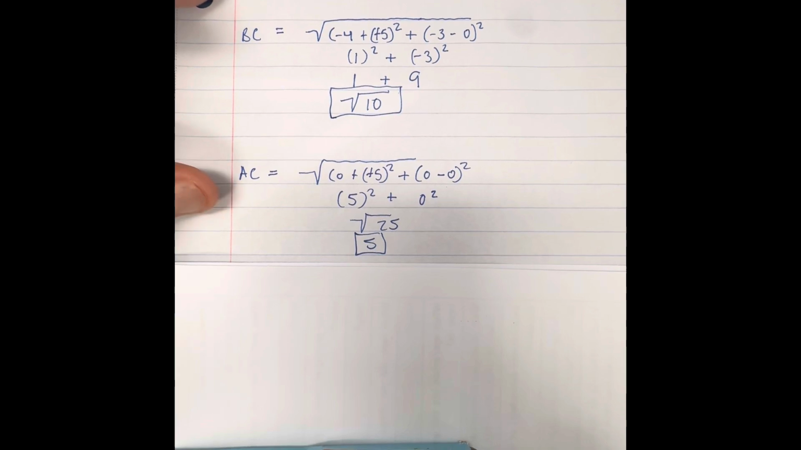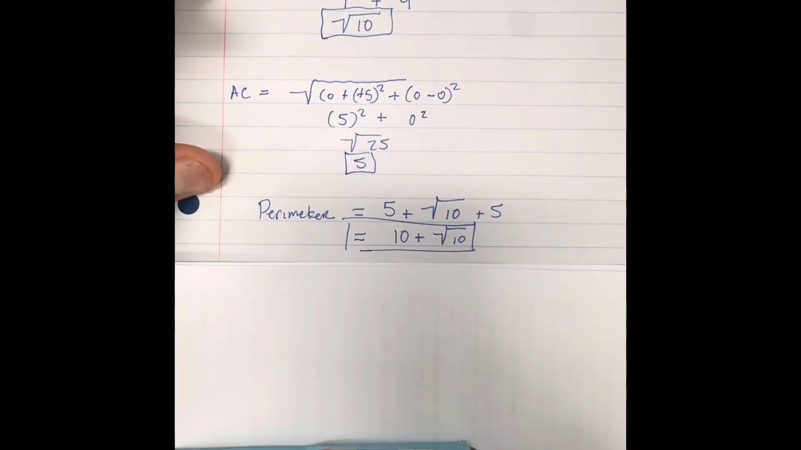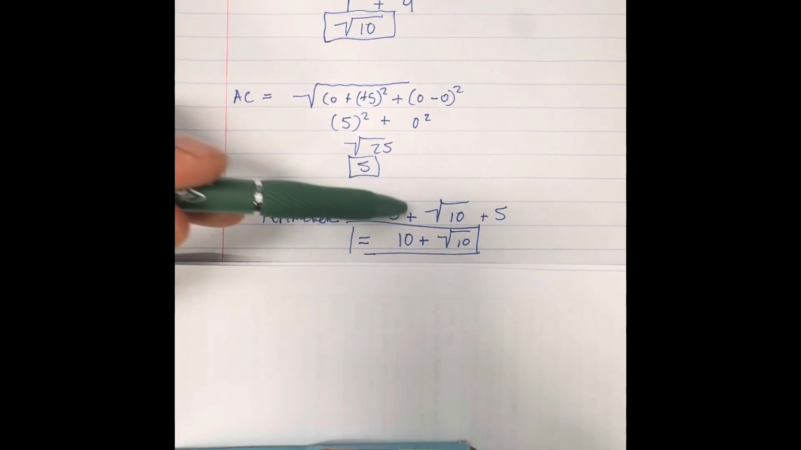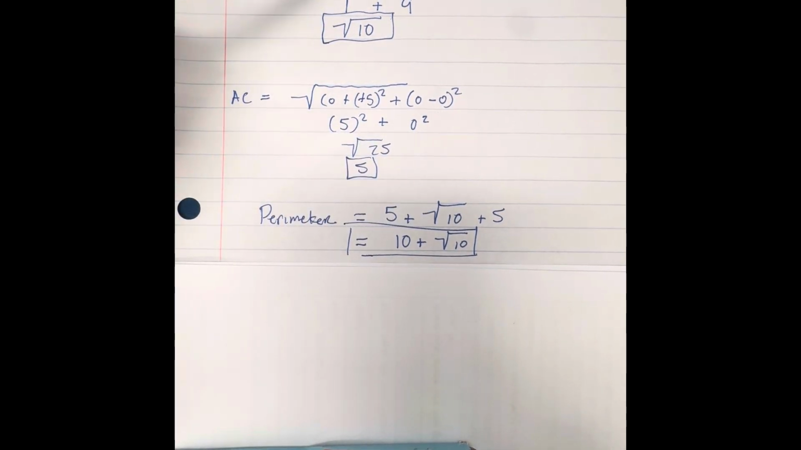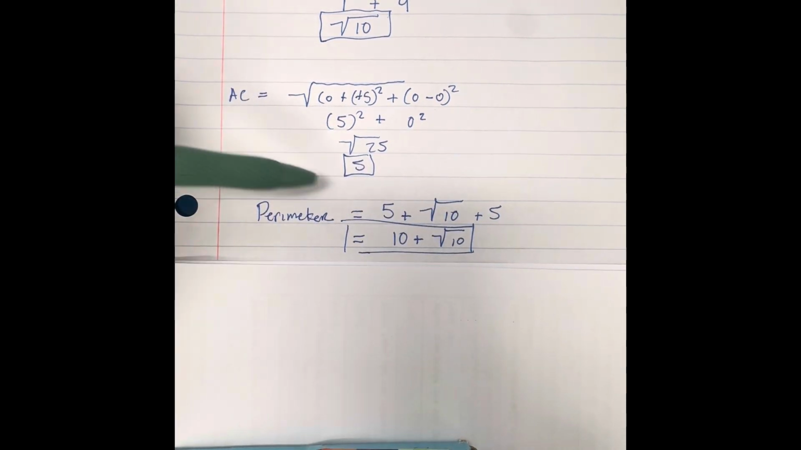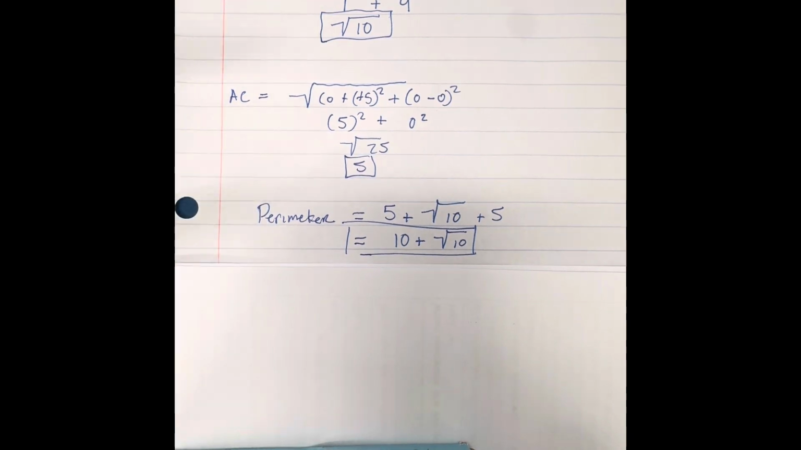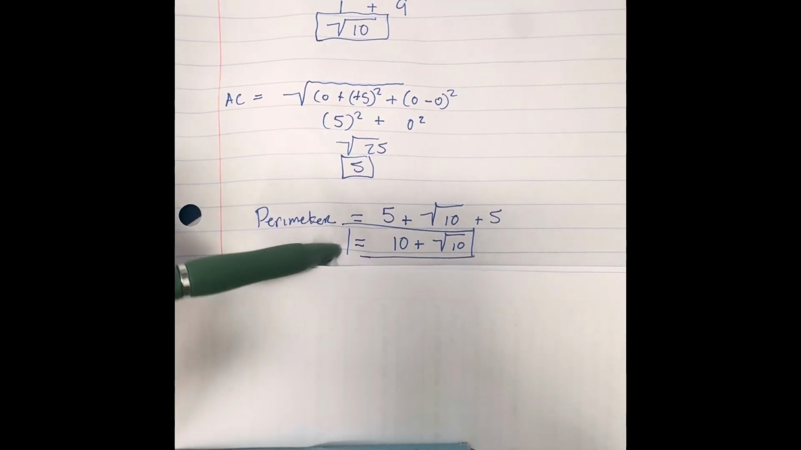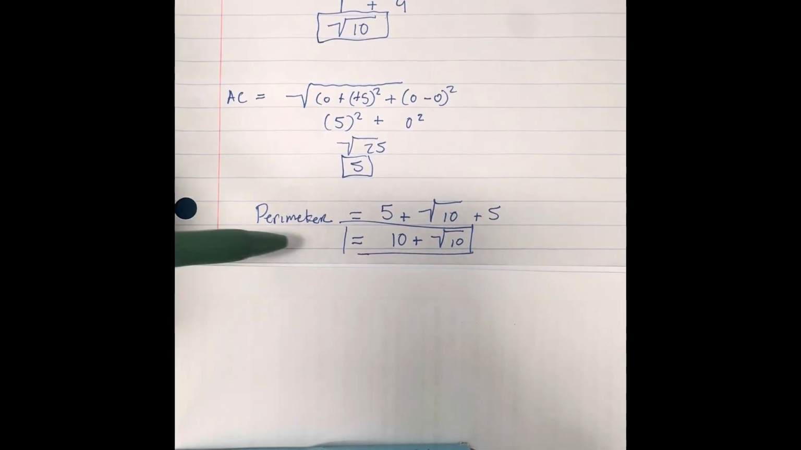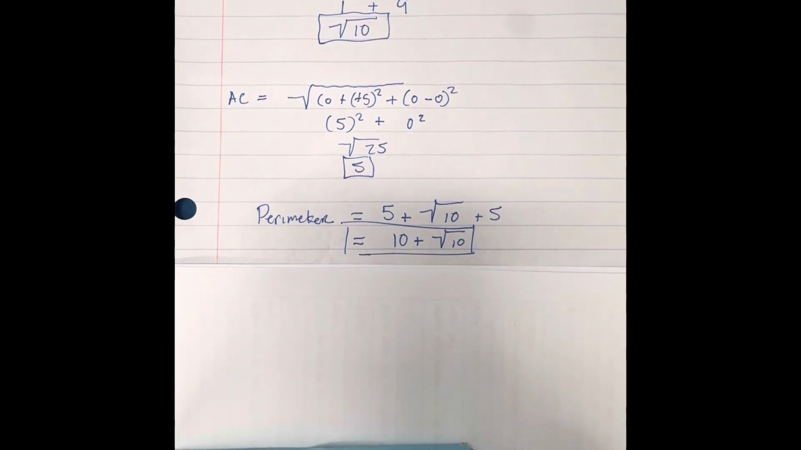And so now in the end, to figure out the perimeter of our triangle from those 3 points, AB is 5, plus square root of 10 for BC, plus 5 for AC. So that adds up to be 10 plus square root of 10, which is the most simplified form for this problem. And that'll be our answer. 10 plus the square root of 10 for the perimeter of the triangle.